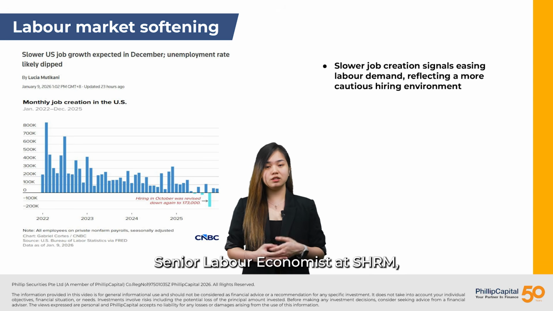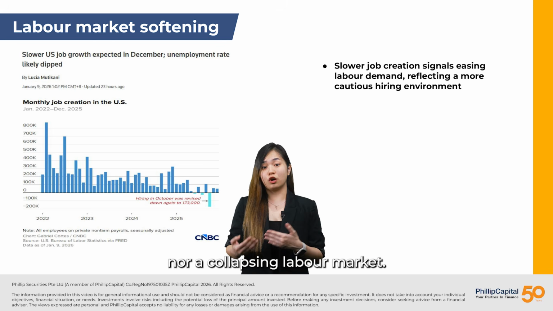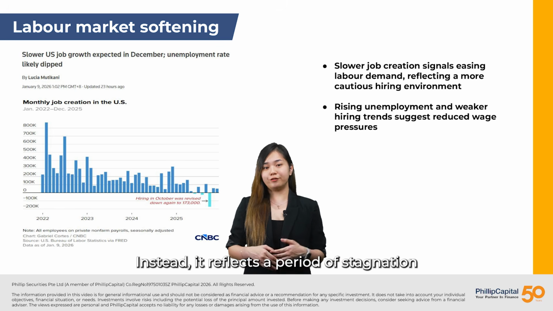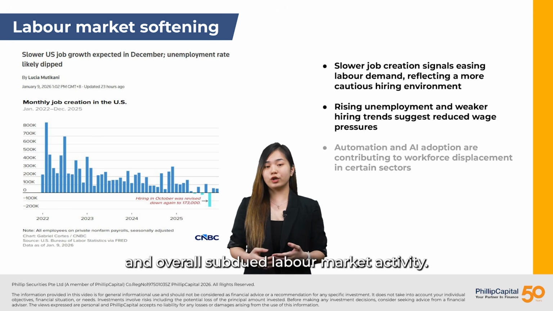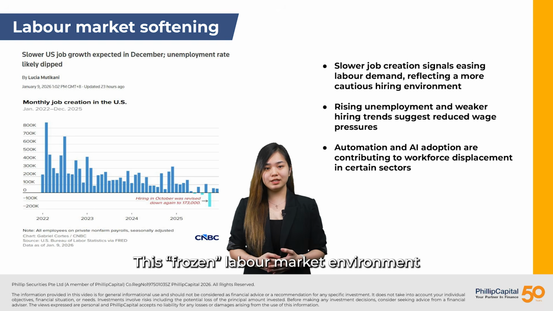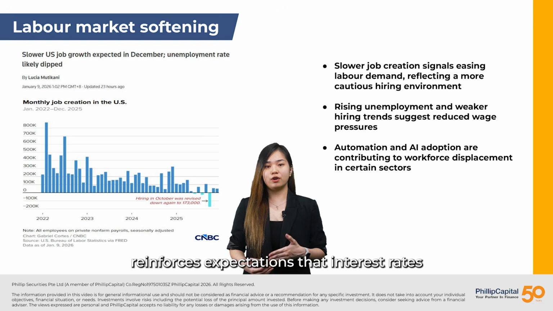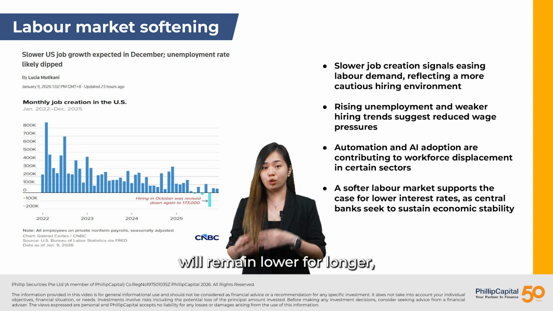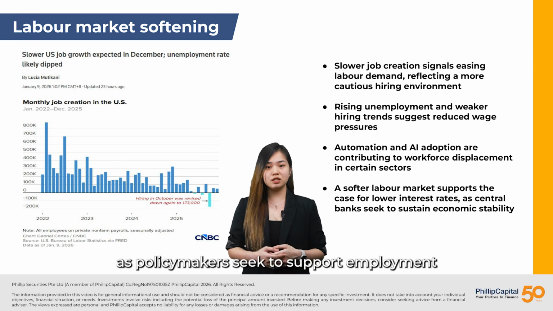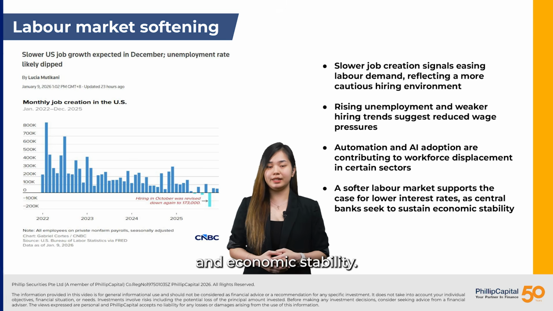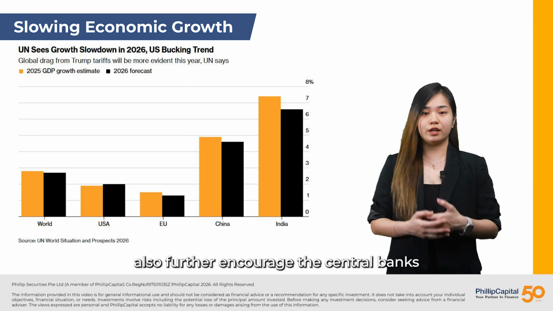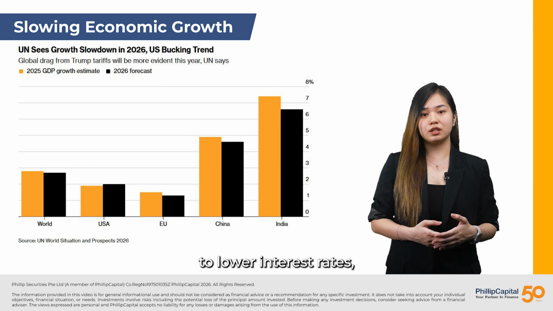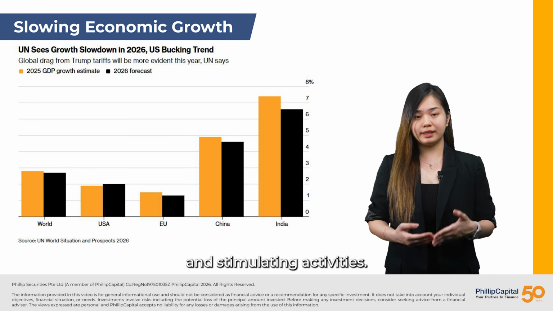According to Justin Ladner, senior labour economist at SHRM, the outlook is neither a booming nor a collapsing labour market. Instead, it reflects a period of stagnation characterized by slow hiring, low resignation rates, and overall subdued labour market activity. This frozen labour market environment reinforces expectation that interest rates will remain lower for longer, as policymakers seek to support employment and economic stability. Moreover, forecasts for a slight slowdown in GDP growth also further encourage the central banks to lower interest rates, making borrowing cheaper and stimulating activities.